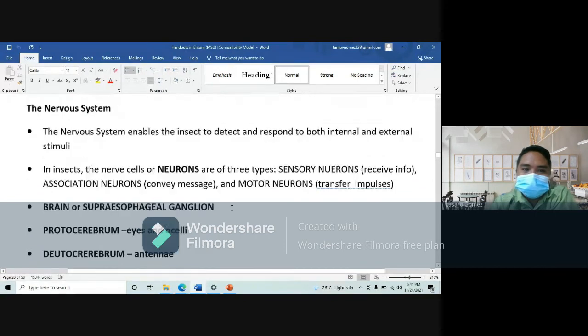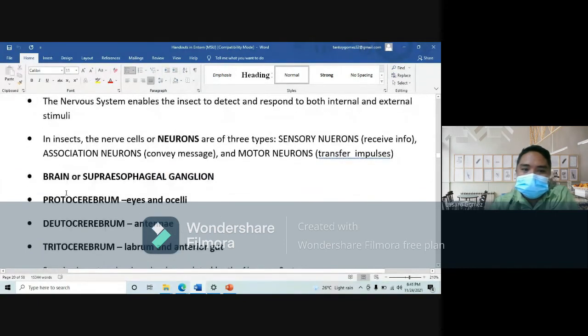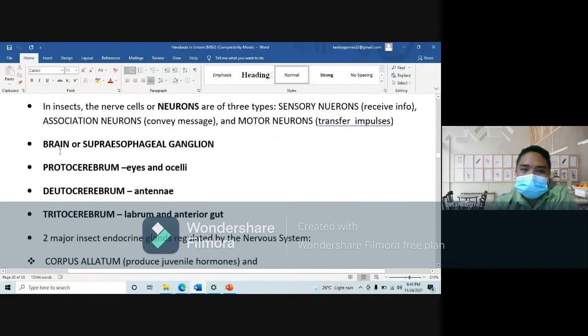Parts of the nervous system: you have the brain, or what they call the supraesophageal ganglion. The brain of insects is the supraesophageal ganglion.